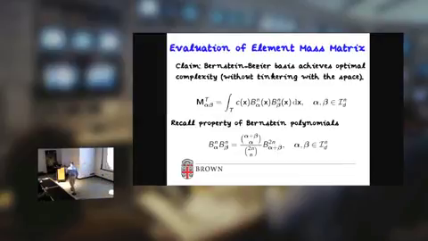Here's a concrete result. You get optimal complexity for evaluation of the mass matrix, in any number of dimensions. Okay, let's see how it's done. So there's the mass matrix, and here's a property of Bernstein polynomials: the product of 2 Bernstein polynomials is a Bernstein polynomial with some messy factor.